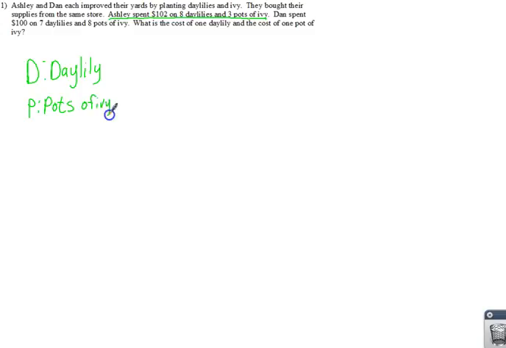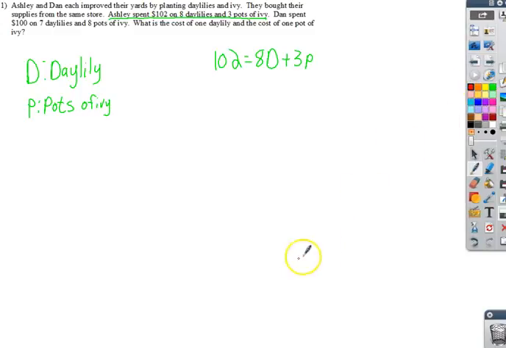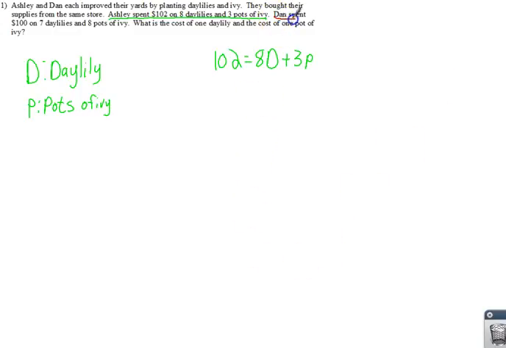So, based on Ashley here, 102 equals 8D plus 3P. Alright, I need another equation. And reading through the problem, luckily, good old Dan the man here, Dan spent $100 on 7 daylilies and 8 pots of ivy. Alright, so that's 100 equals 7D plus 8P.